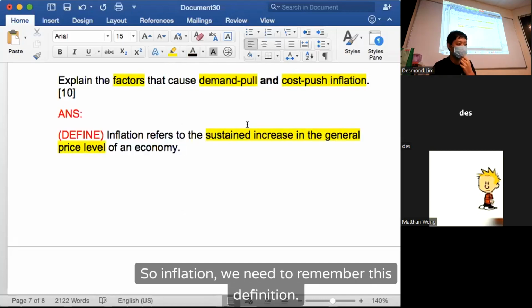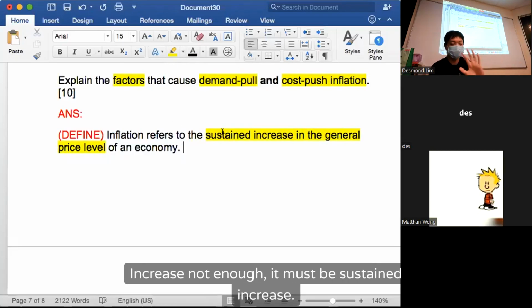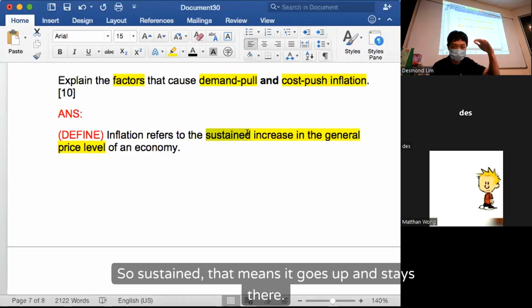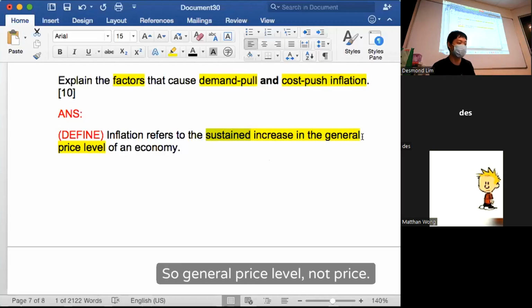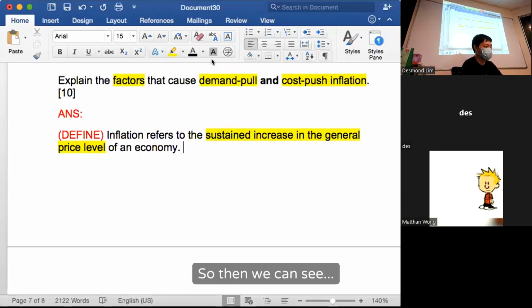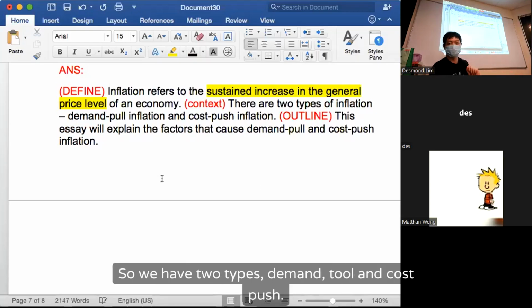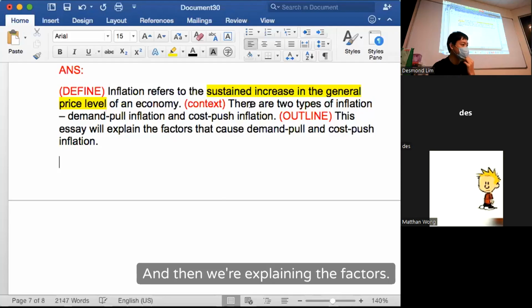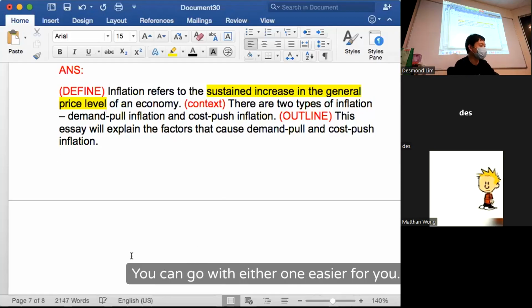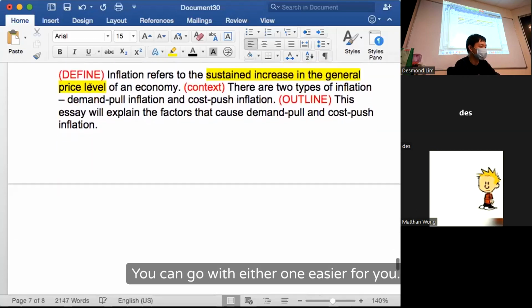So inflation, we need to remember this definition. Increase not enough, it must be sustained increase. Okay, so sustained, that means it goes up and stays there. Must hold at the level. So general price level, not price. Then yeah, those are the three points. Okay, so then we can see, okay, straightforward. So we have two types, demand pull and cost push. This one must remember. And then we're explaining the factors. Okay, so we start with either one. You can go with either one, easier for you.